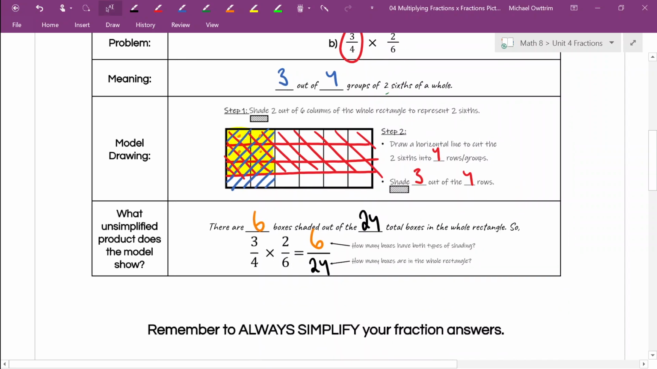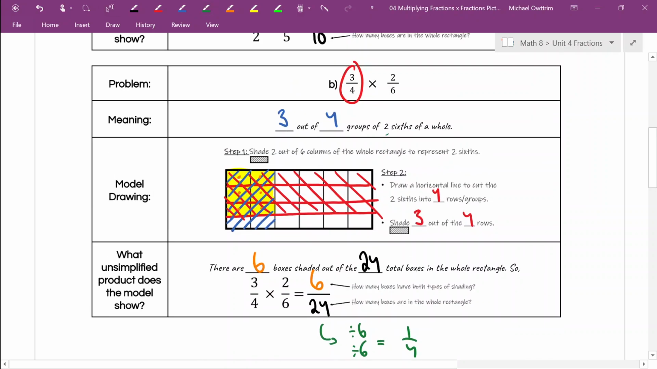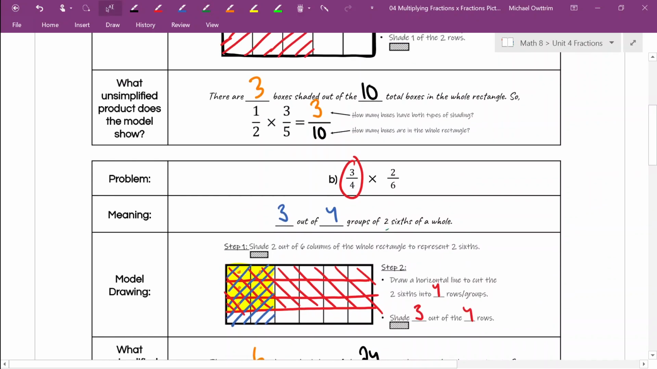Now, we could simplify that fraction, of course. For the model, I'm less concerned about simplifying, but of course, if you did simplify this, you'd divide top and bottom by 6, and that would give you 1/4 as your simplified version. Okay. Likewise, in question A, there was no simplification possible for our 3 out of 10.